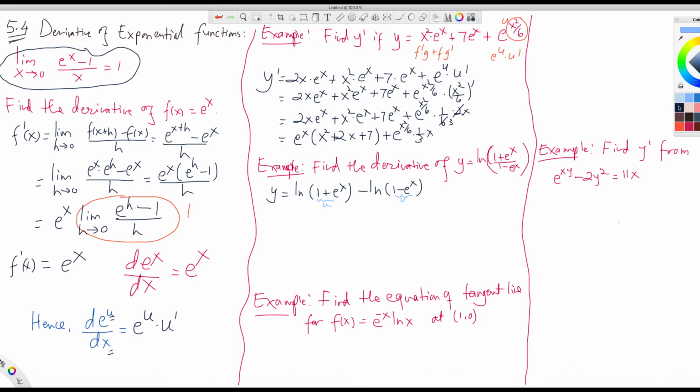So do you remember the derivative of natural log of u? What is the derivative of natural log of u? It is 1 over u times the u prime, right? From the previous sections. So how do I do that?